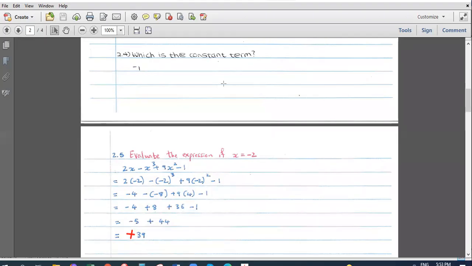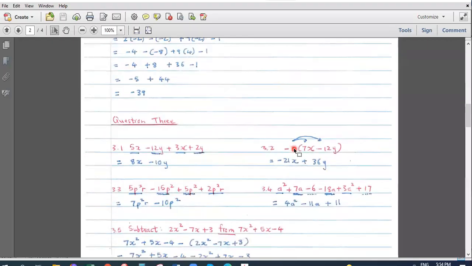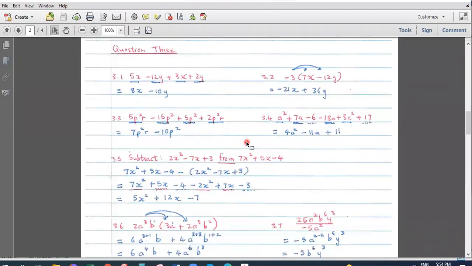The next one, we're looking at question 3. In question 3, we need to simplify these algebraic expressions. Now, the first expression, we're going to add and subtract like terms. So we're looking at 5x. There's another x here. You can see it's underlined, plain underlining.